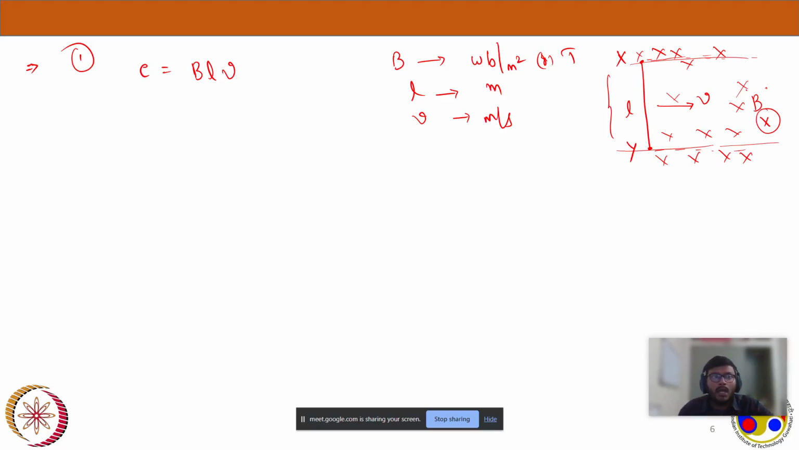Now, this one we all know. EMF is equal to BLV. But what should be the polarity of this? Is this plus minus or minus plus? So that's important. So how to find the polarity? Anyone? Plus minus, yes. Why is it plus minus, and which law is used to find the polarity of the voltage induced? Anyone?